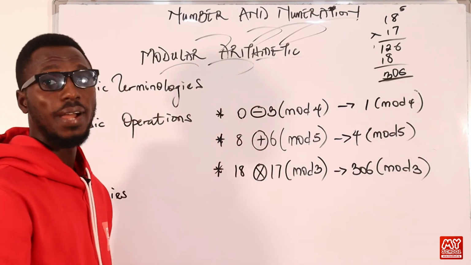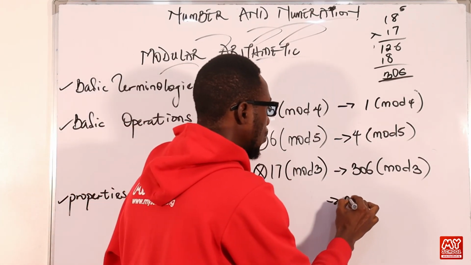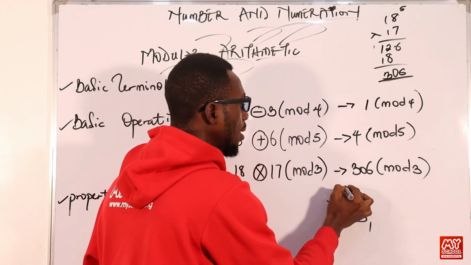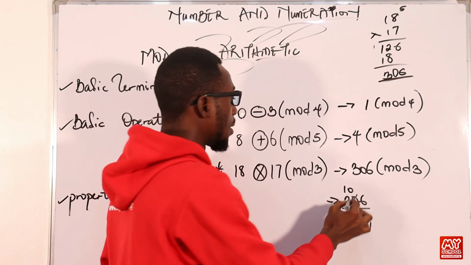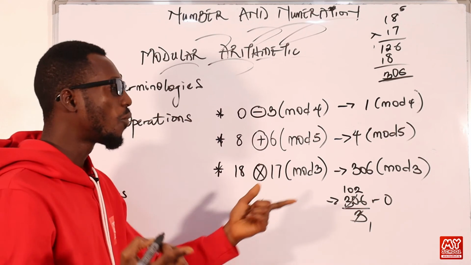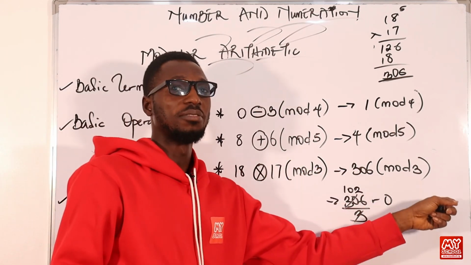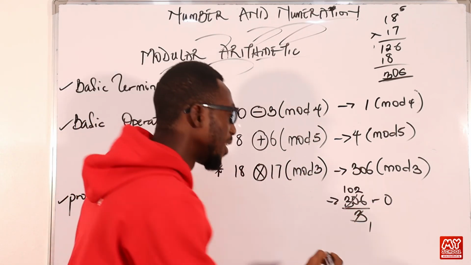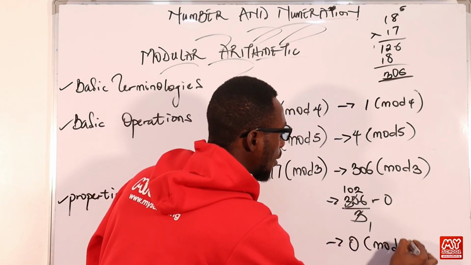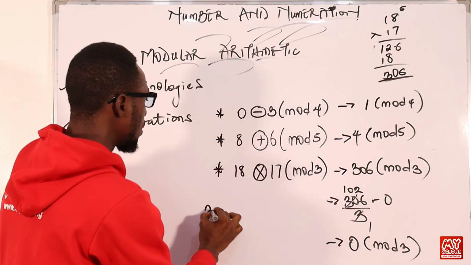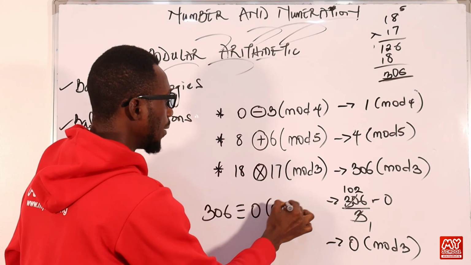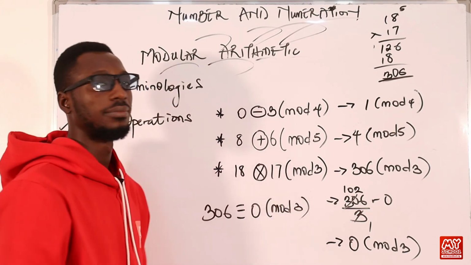So remember, you can divide. Okay, so let's divide. So 306 divided by 3. 3 here 1, 3 in 30, that is 10. 3 in 6, that is 2. Remainder what? 0. So what will 306 be in modulo 3? I know you've gotten your answer. So the answer is 0 in modulo 3. That is, you can say confidently that 306 is congruent to 0 in modulo 3.